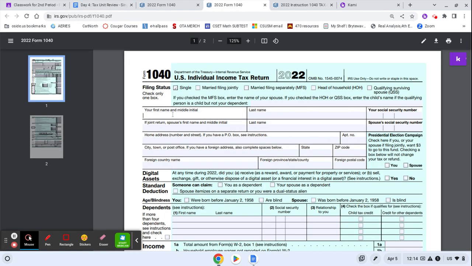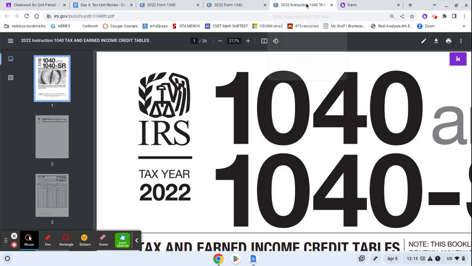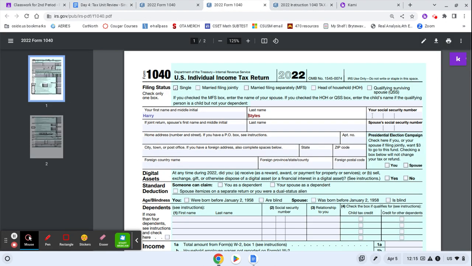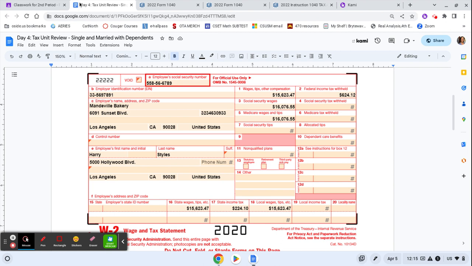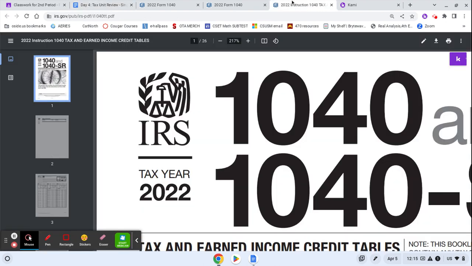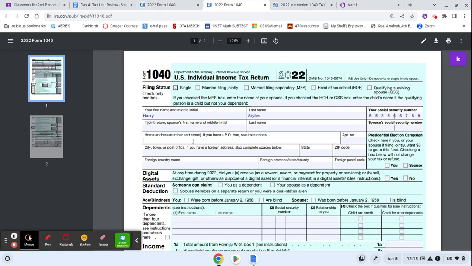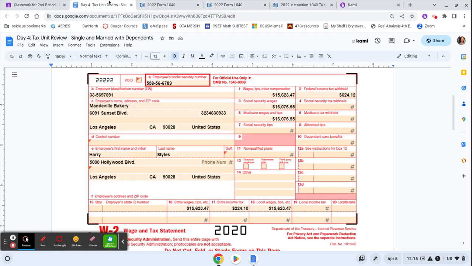Please check single. Harry Styles, 55856, six, seven, eight, nine, I think was the social. Yep. And then we're going to say that Harry lives at 5000 Hollywood Boulevard in Los Angeles. No apartment number. 90028 zip code. Notice I'm using the address of where Harry lives, not the address of his workplace.